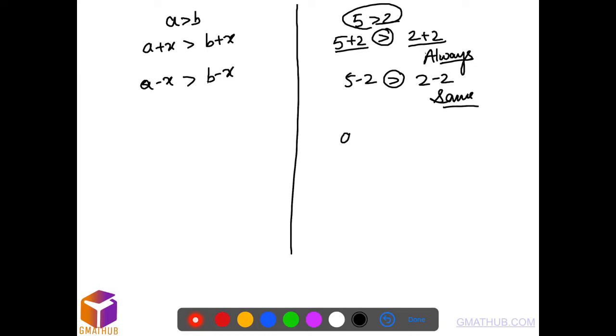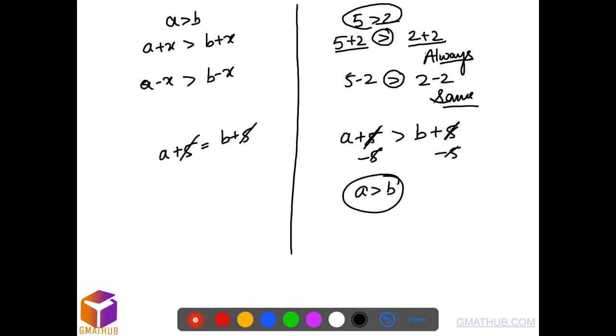Now take one example. Let's say given is a plus 5 bigger than b plus 5. Okay. Compare it with equality. Now in equality we could cancel if there is something on both the sides. So the same thing can be done with inequality also. It's like subtracting 5 from both the sides. Okay, so what we're left with is a is bigger than b.